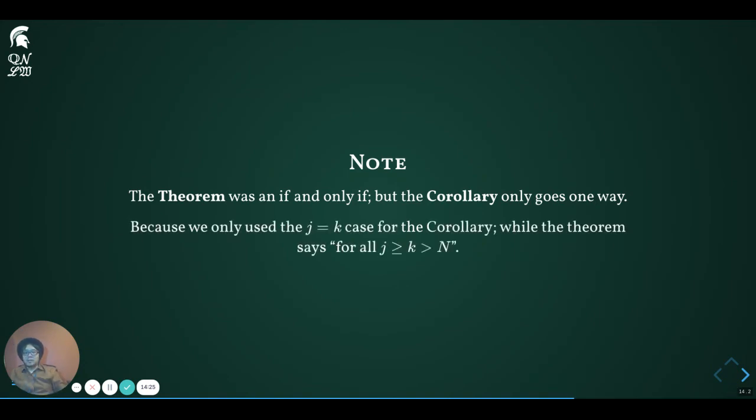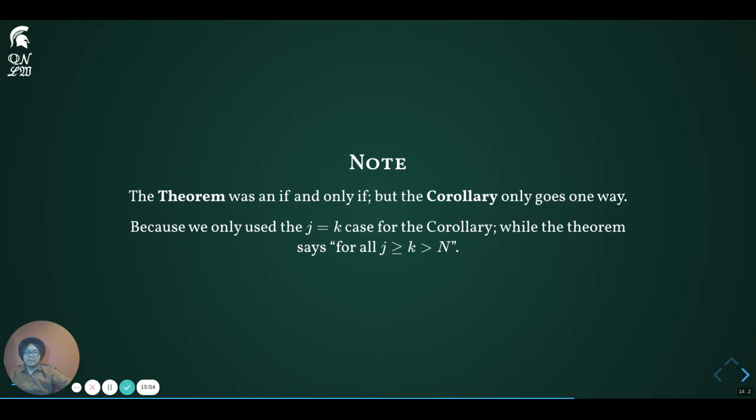This is because when deriving the corollary, we did not use the full power of the theorem. The conclusion that the sequence x sub n converges to zero only uses a small part of the Cauchy criterion. It only used the part when j is equal to k. The Cauchy criterion allows j and k to be arbitrary as long as they are both bigger than the threshold capital N. It is because only partial information is used that the corollary goes only one way and is weaker than the full criterion.